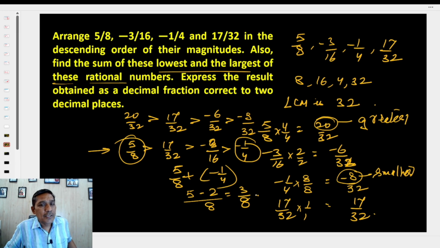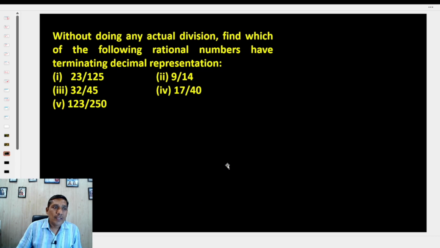Express the result obtained as a decimal fraction correct to two decimal places. आपको इन सब को decimal fractions में convert करना है. 20 by 32. Now you see here all these would be the terminating decimal. 5 को 8 से divide करिए and get the answer in the decimal fraction as usual. I'm moving ahead with the next question.